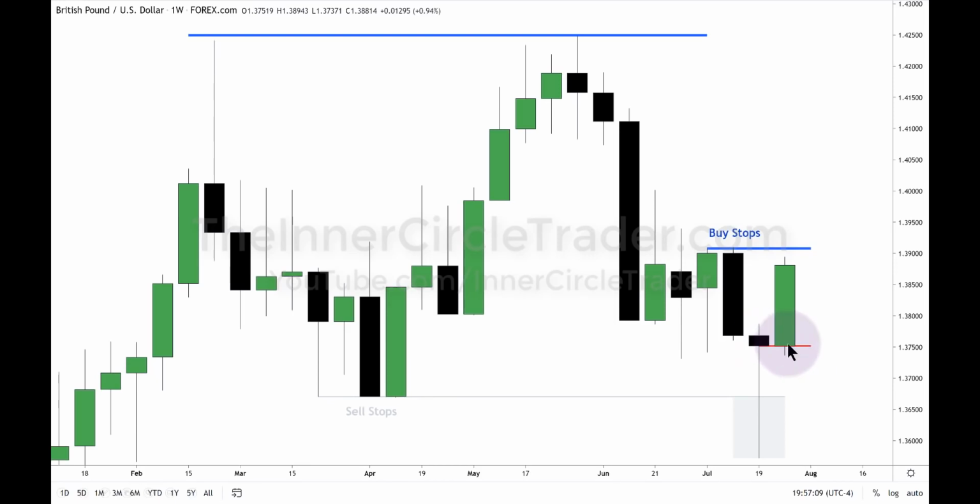So the inability for price to make a significant price run lower is the tip-off that we're going to see institutional order flow or bias or trend or momentum to the upside until we get into this area right here for the purpose of attacking this buy side liquidity pool for the buy stops.